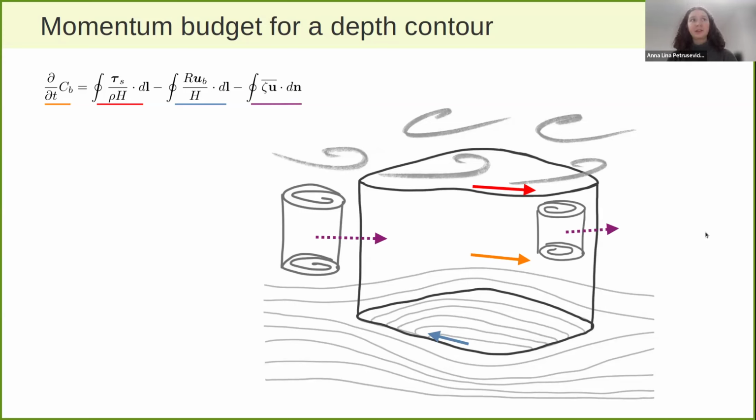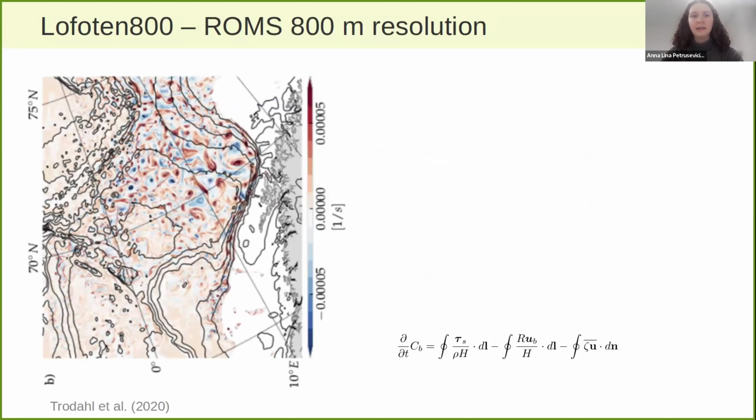Sadly, our observations from the Lofoten Basin did not have high enough resolution to actually calculate these fluxes. So instead, we went to a very high resolution model that we have of the Lofoten Basin, the Lofoten 800 model. And what you're seeing here is a snapshot of the vorticity field in that model, so you can really see a lot of eddies in this region here. Okay, so then we could calculate the circulation in the model around the depth contour in the Lofoten Basin.